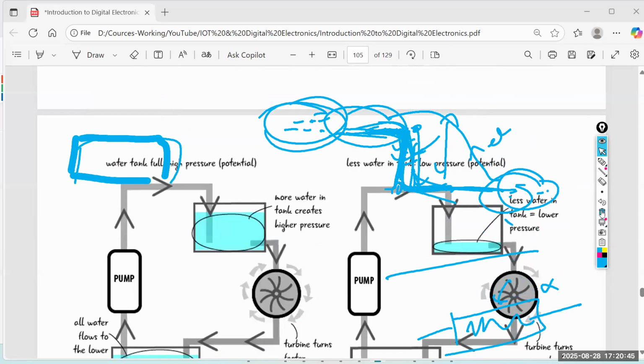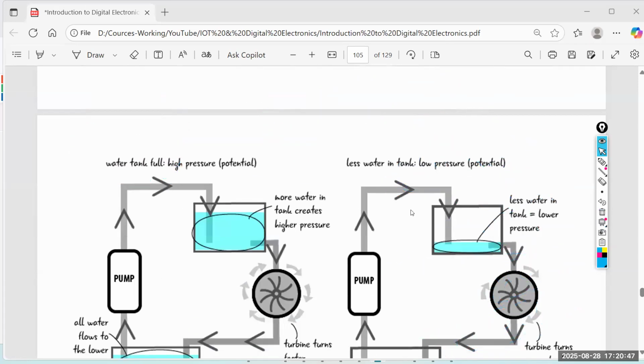So your voltage is something like this. You can see water tends to flow from here to here, because this is a high potential and this is low potential. This is water, not electricity. Water tends to flow naturally from this point to this point. You don't need anything. You don't need a pump to get water from here to here.